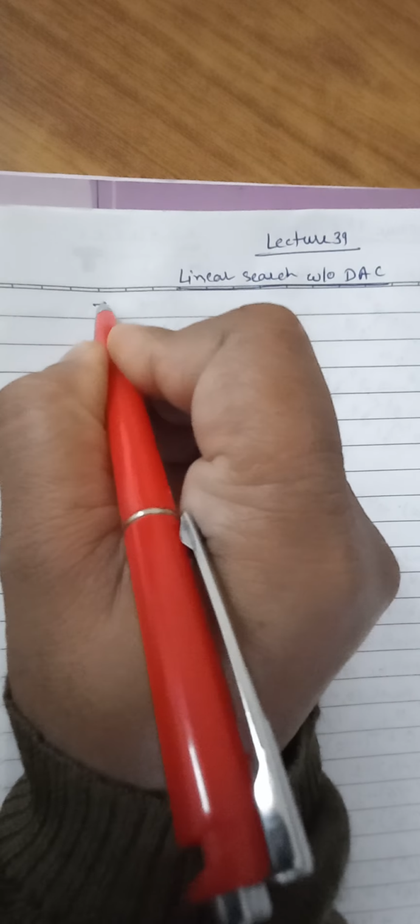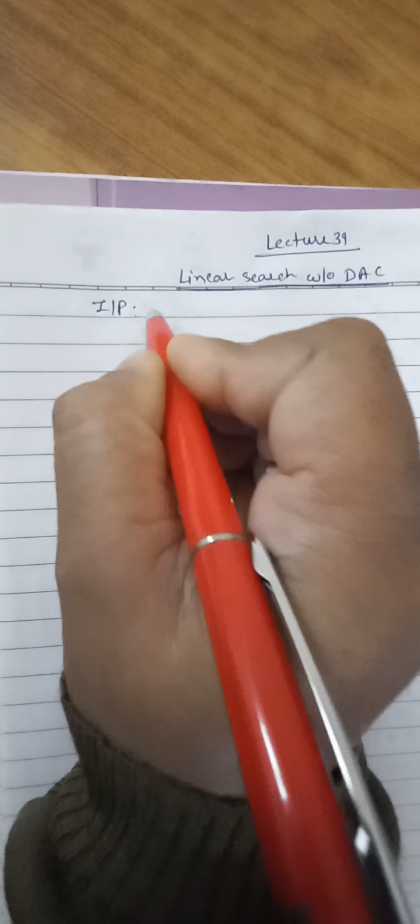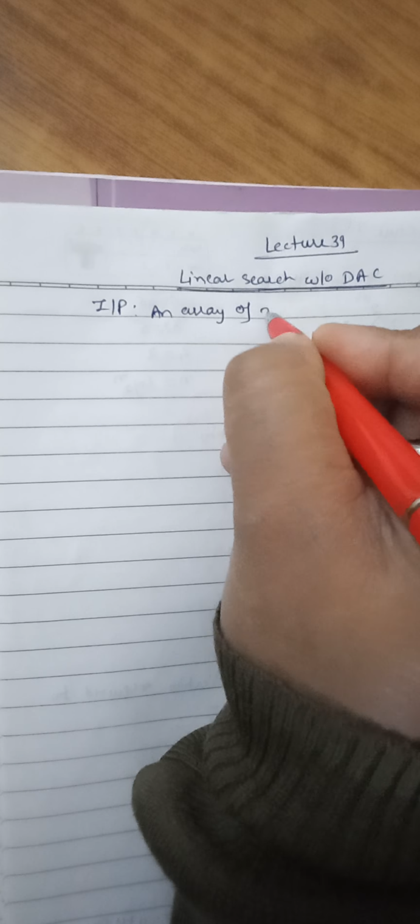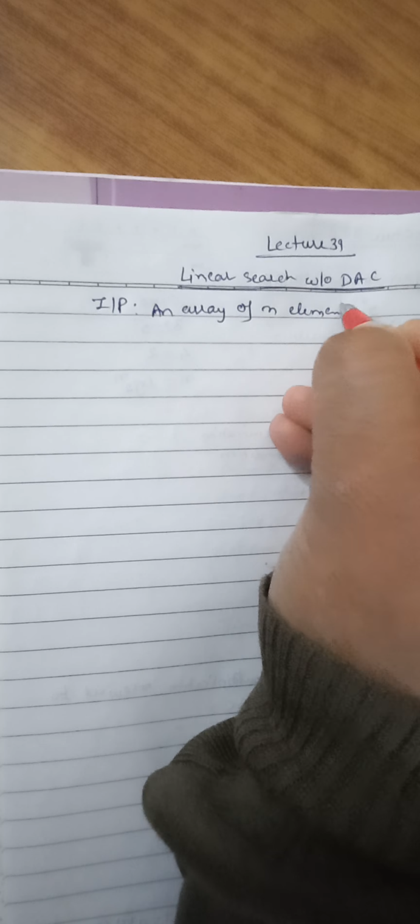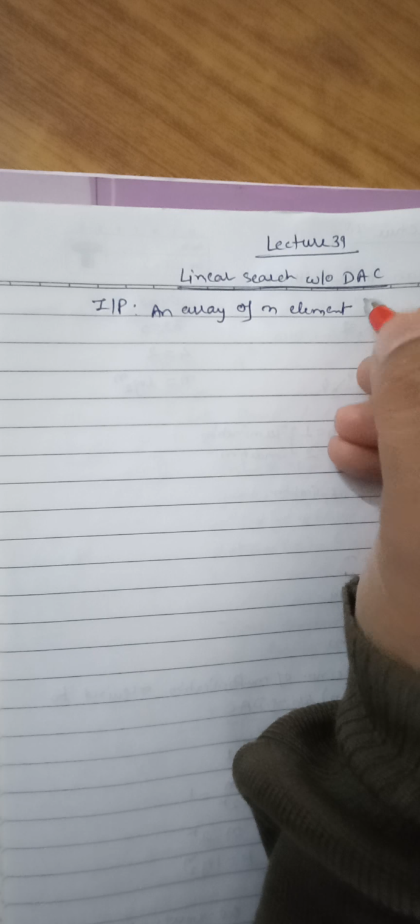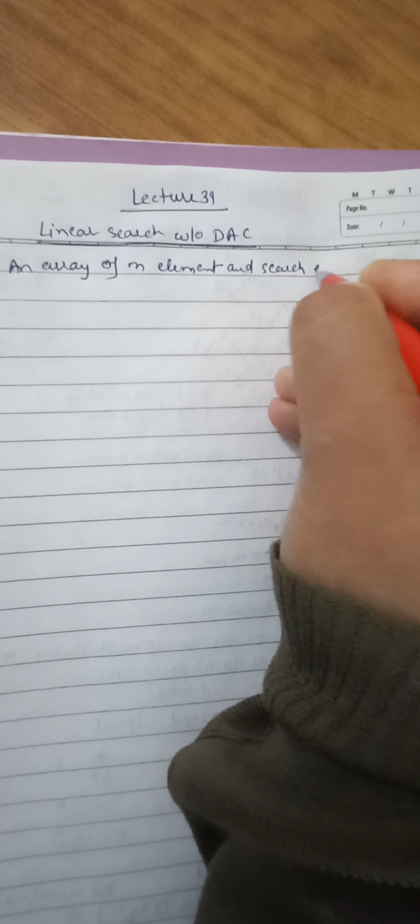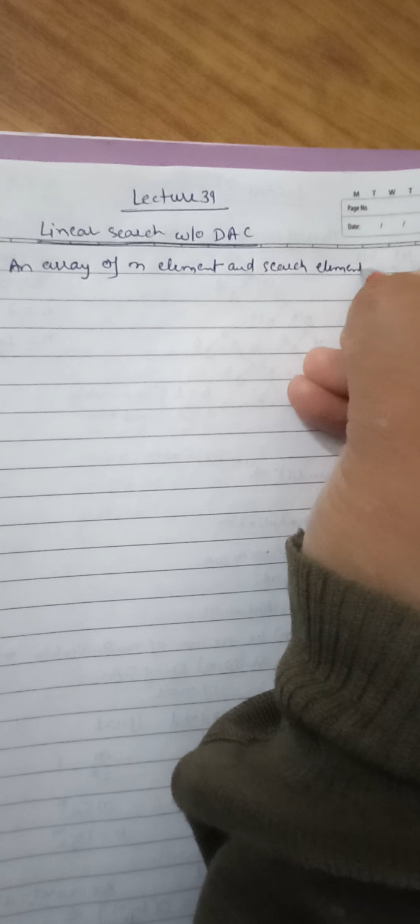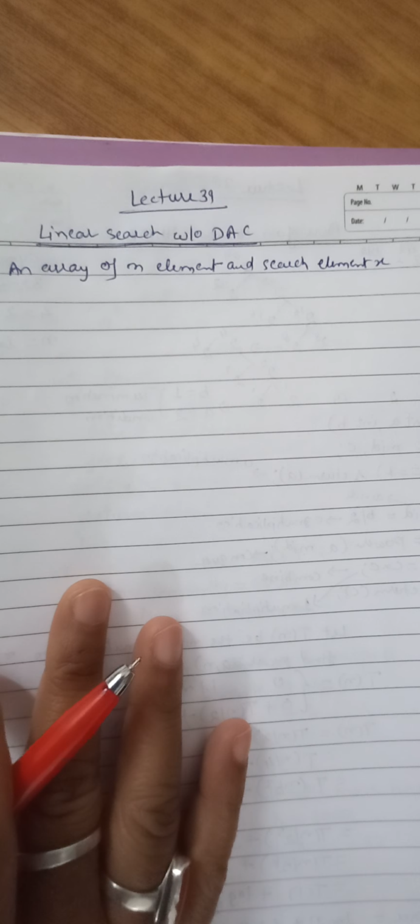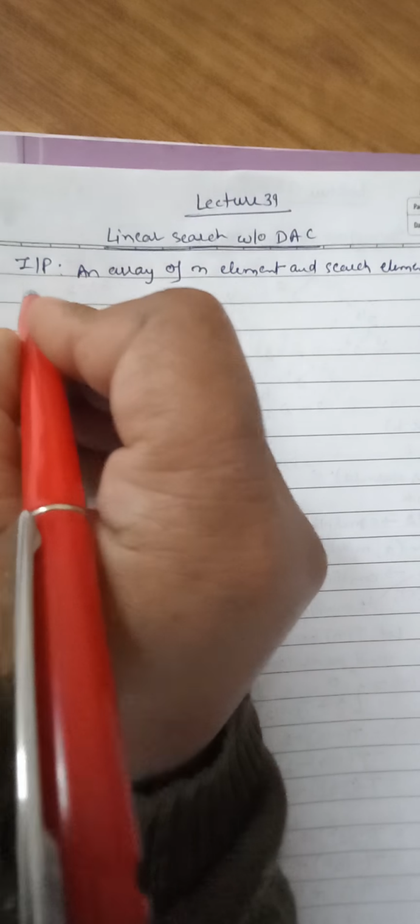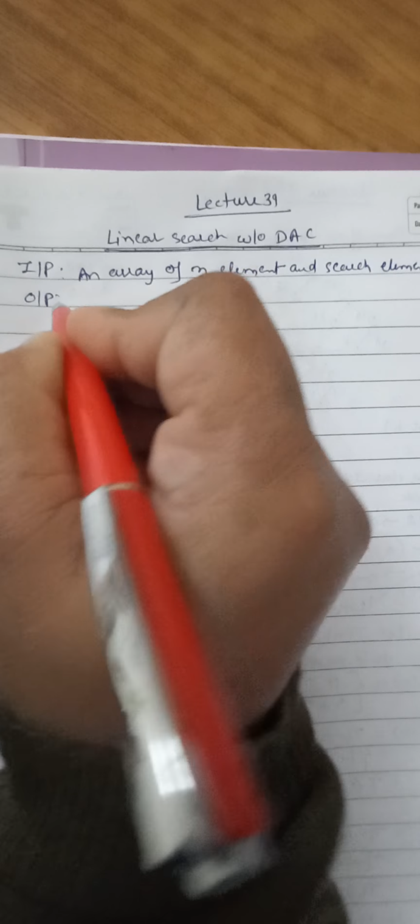Linear search without divide and conquer. So what are the input elements? We can simply say an array of n elements and search element x. An array of n elements and search element x. This is the input.